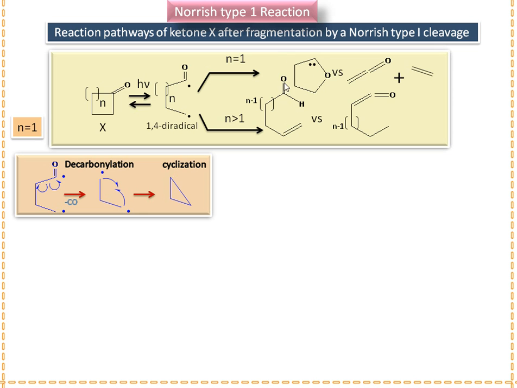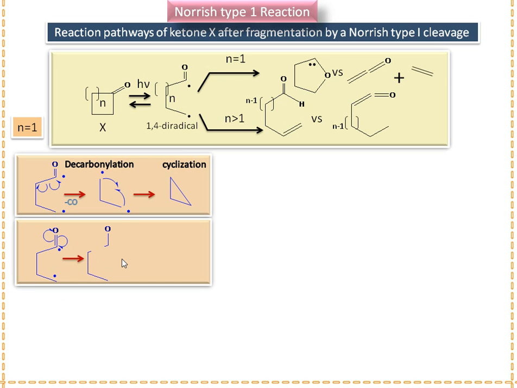Now we see how oxocarbene is forming. This 1,4 biradical undergoes cleavage at the oxygen and carbon double bond, giving new radicals. Here, a new carbon-oxygen bond is formed to give oxocarbene.